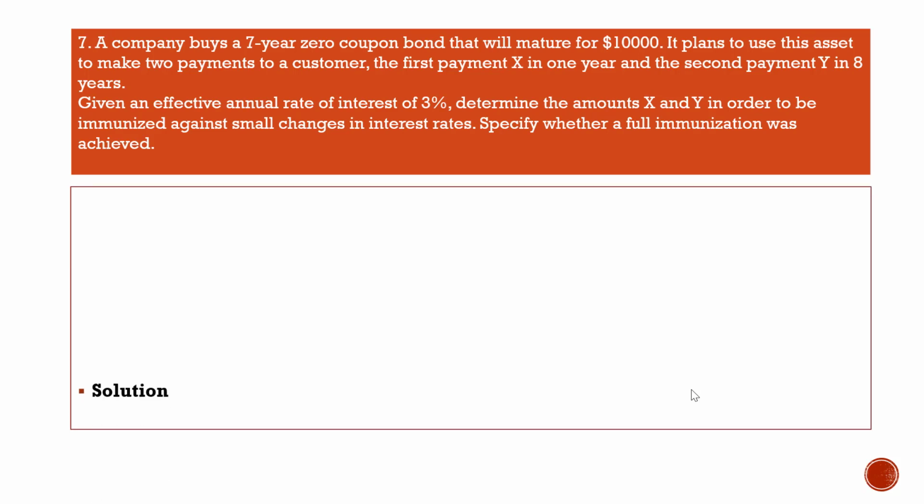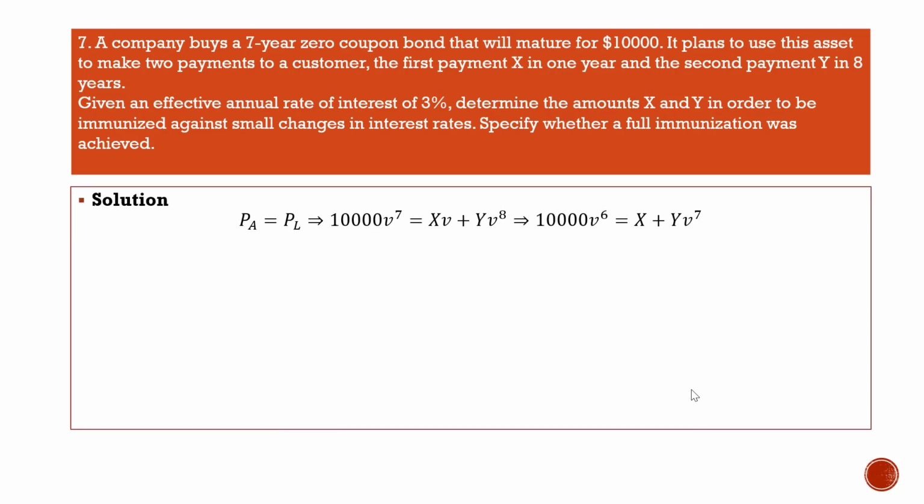So first we use the first condition of Redington immunization, because to protect against small changes, that means Redington immunization. The first condition is that the present value of assets is equal to the present value of liability. So 10,000v^7 is equal to Xv plus Yv^8. And simplify to be 10,000v^6 equal to X plus Yv^7.